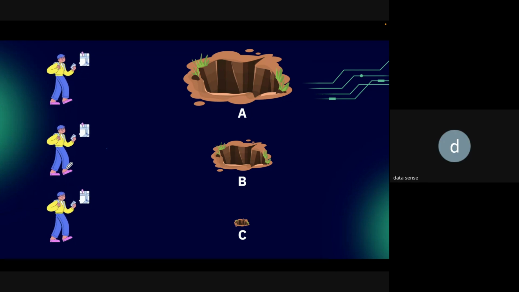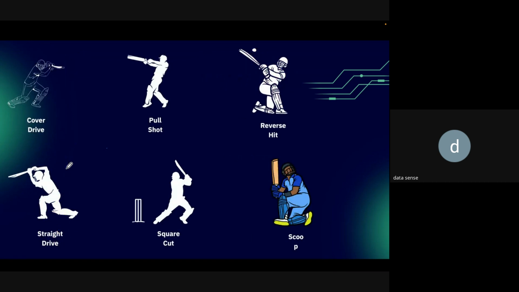Yes. Another example, take cricket. A batsman plays different shots. He plays cover drive, pull shot, anything. How does he decide? He has the same hands, same bat, same legs, but he's playing different shots. How is he doing that?